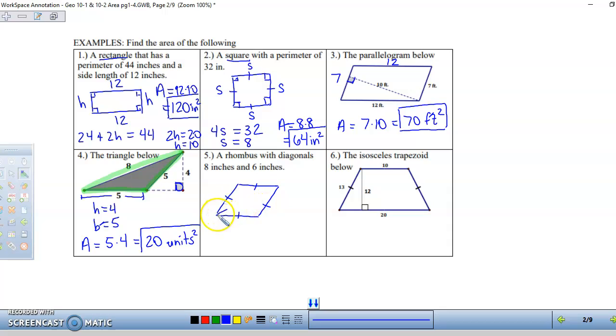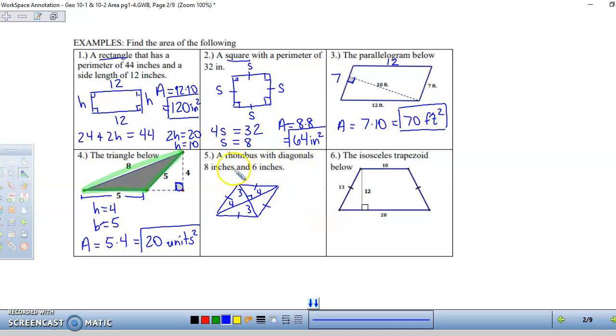Okay, so the diagonals, we would have one guy that's 8. That whole thing is 8. And then this whole thing is 6. These are always going to be perpendicular. Now, the other thing you know about a rhombus is that the diagonals bisect each other. So you could also label it like this.